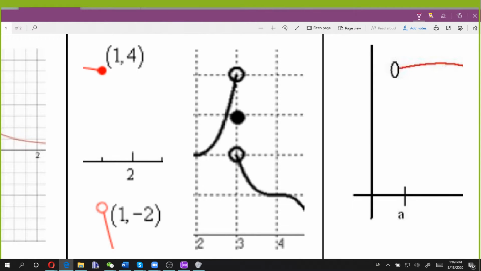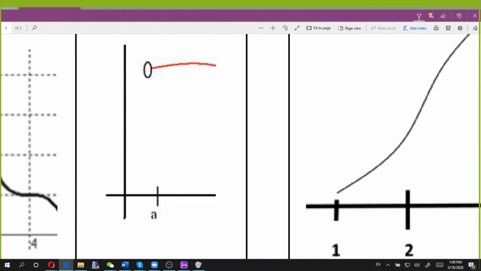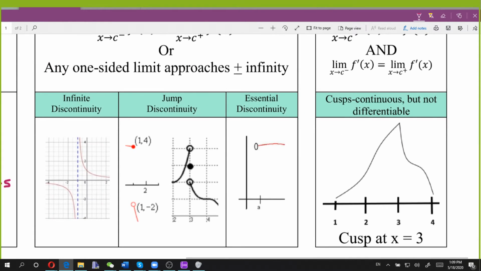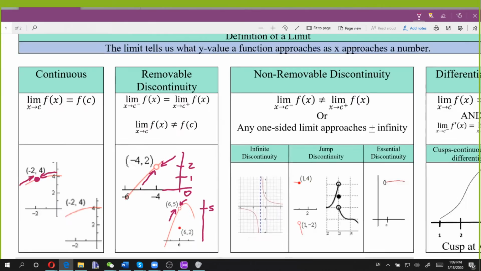Okay, more examples. My limit from the left is not the same as my limit from the right. So these are non-removable discontinuities. Limit from the left does not exist, and limit from the right does exist. Those are not the same. So this is a non-removable discontinuity as well. Okay, any questions on continuity?